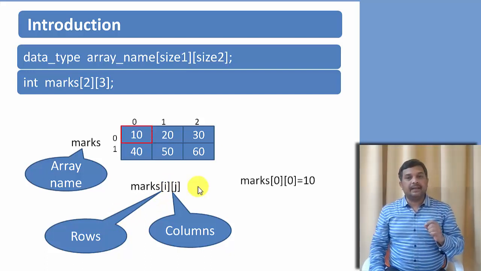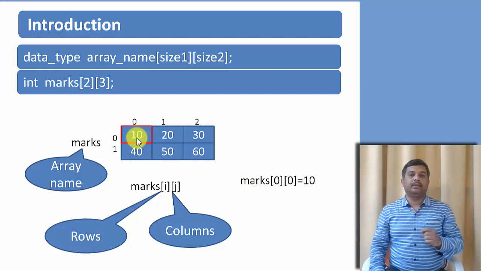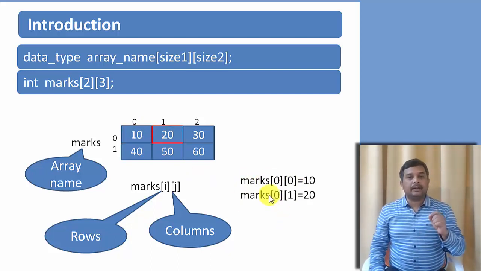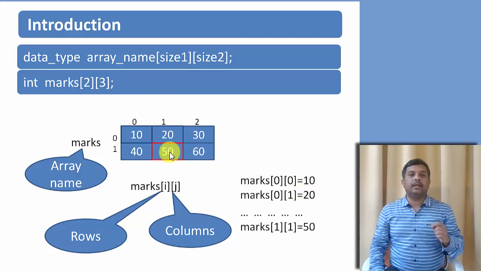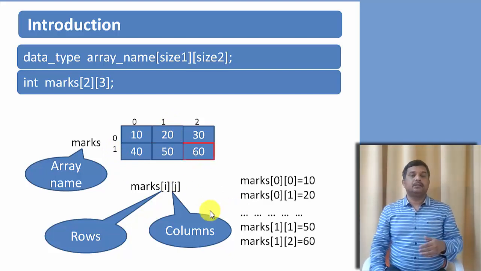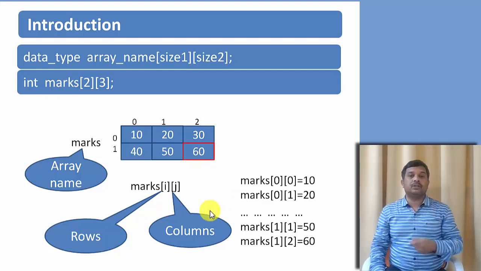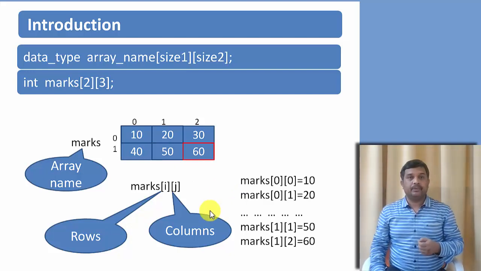Here if I say marks[0][0], it will indicate the value 10. When I say marks[0][1], it means the 0th row, first column. So the value here is 20. Similarly, if I take first row and first column, the value is 50. So in this way the elements of a two-dimensional array are accessed.